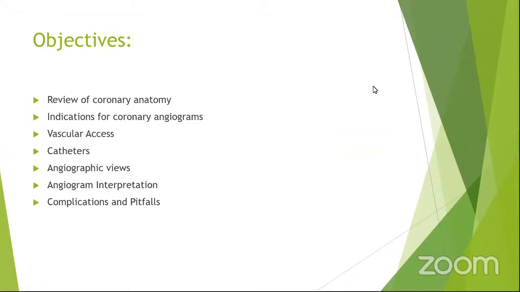These are my objectives. We'll talk briefly and give a review of the coronary anatomy. We'll talk about the indications for coronary angiograms, the vascular access, some types of catheters that are used. We'll mention in a little bit of detail the angiographic views and how to interpret the angiogram. And lastly, we'll mention the complications and pitfalls.